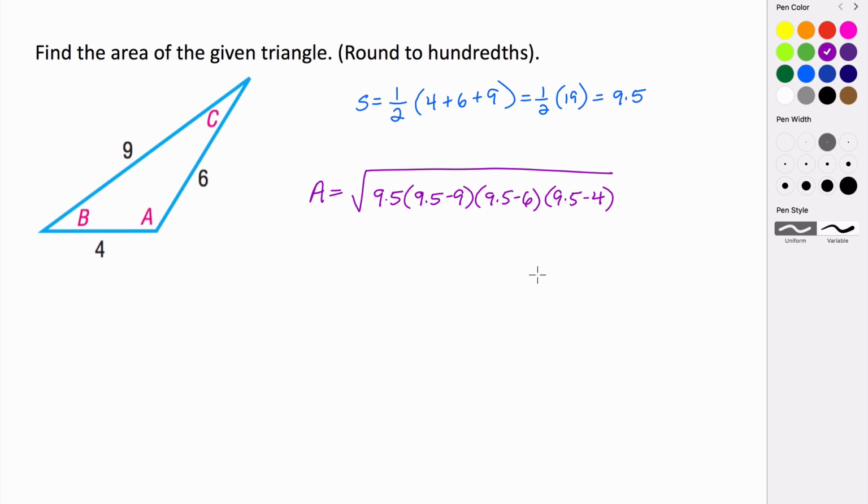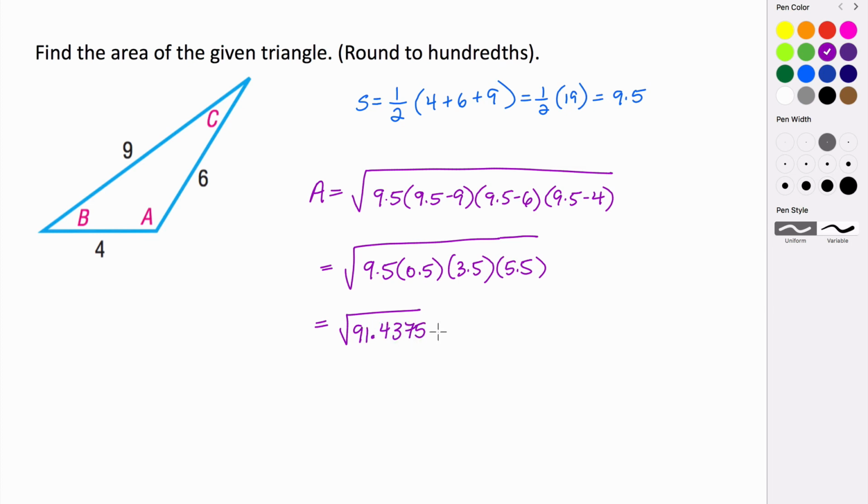So you take all of these differences, so we have the square root of 9.5 times 9.5 minus 9, that's just 0.5. 9.5 minus 6, that's 3.5. And then 9.5 minus 4 is 5.5. So we have this here. So you multiply all of these together and you get that this is equal to the square root of 91.4375 when you plug that into your calculator.